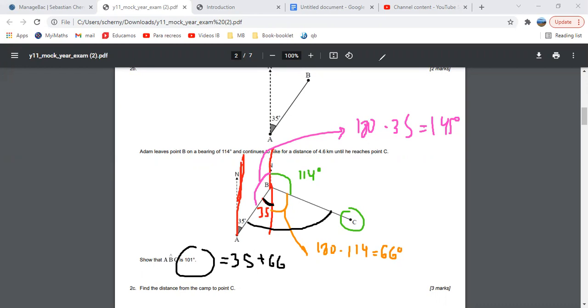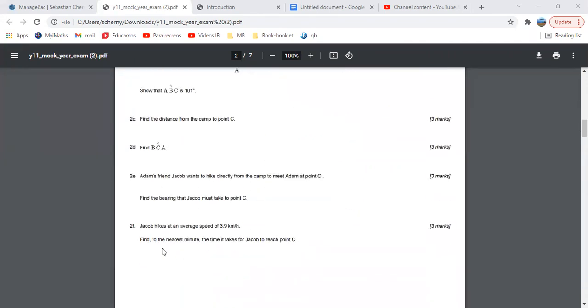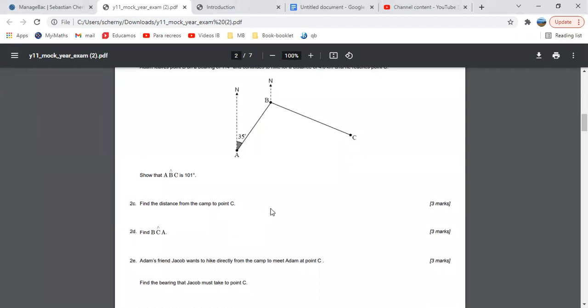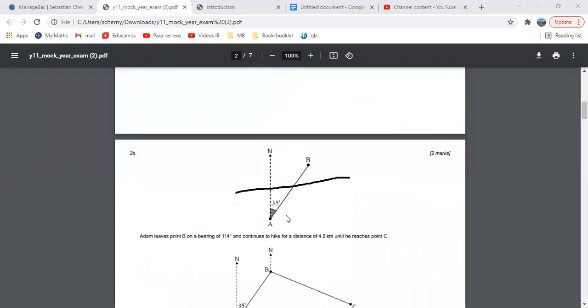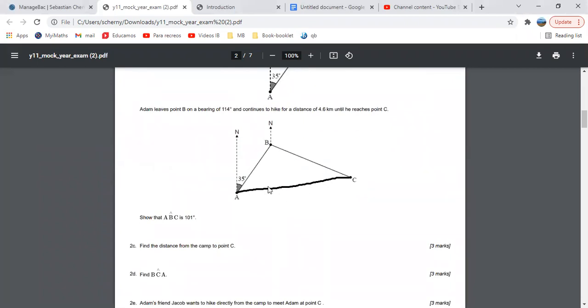Now we have parts C, D, E, and F, so this video might take a while. Part C says, find the distance from the camp to point C. The camp was at point A, if I'm not mistaken. We can go up and see, from his camp at point A. Yes, the camp is at point A. So we need to find this distance, in black. Now, how can we do this?